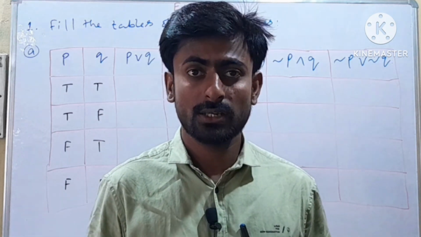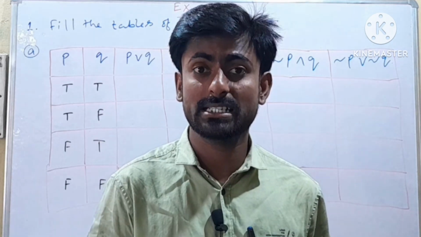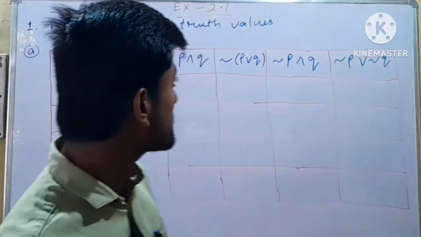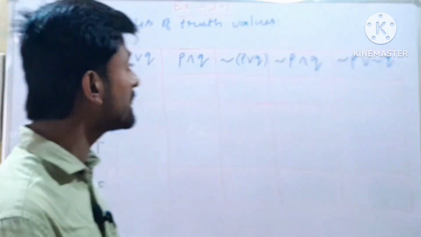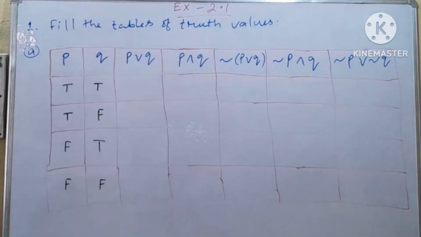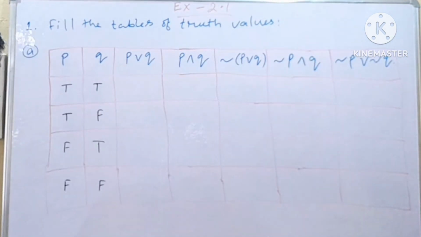Today in this class we are going to solve some questions from Advanced Mathematics Class 9. Here chapter number 2, exercise number is 2.1. Question number 1, question says that fill the tables of truth values.